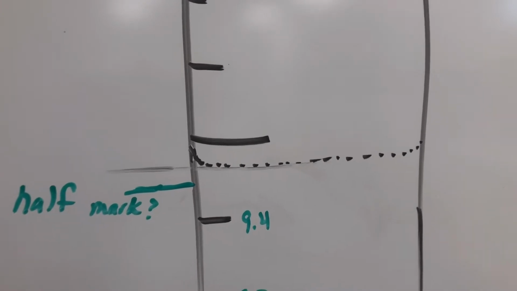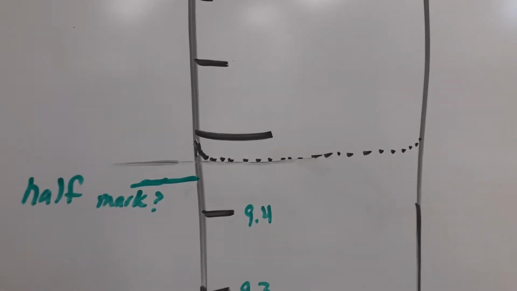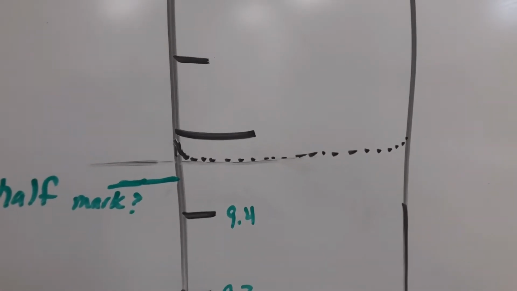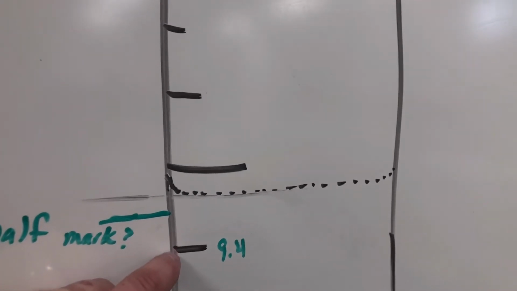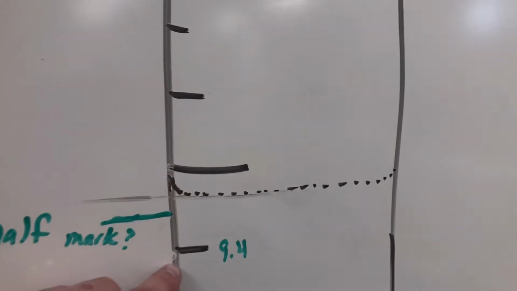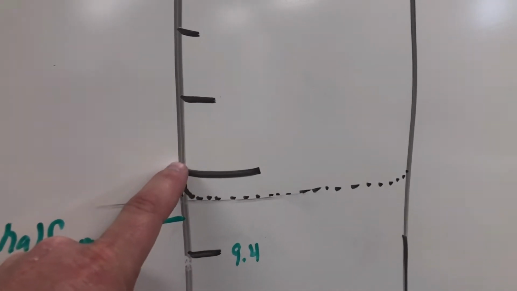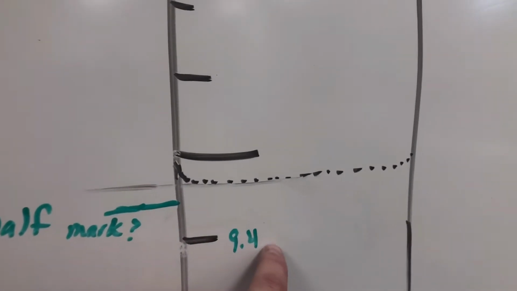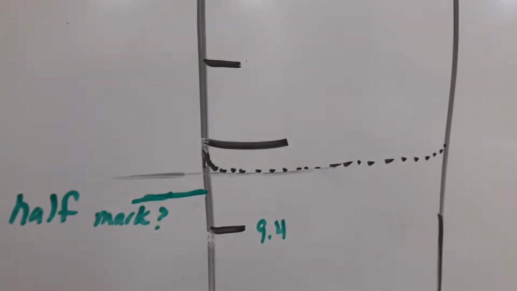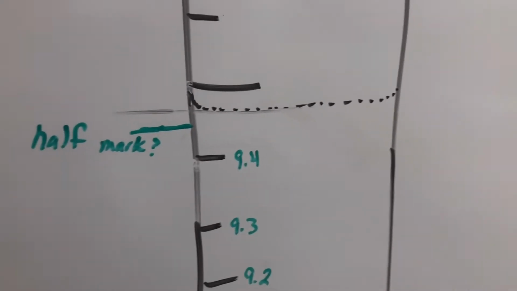So whenever we start looking at a real meniscus in just a second, remember, go one more digit past the known. These are known. We know it's more than 9.4. We know it's less than 9.5. So you've got to go one more digit past the known graduations when you write your data.